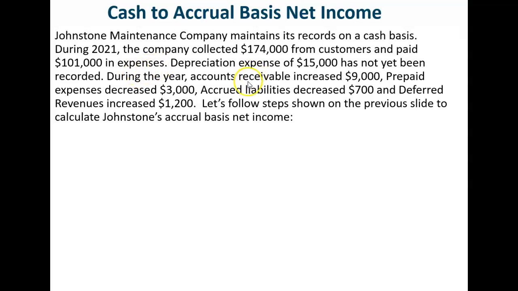During the year, accounts receivable, which is a current asset, increased by $9,000. Prepaid expenses, which is also a current asset, decreased by $3,000. Accrued liabilities, which is a current liability, decreased by $700. And deferred revenues, which is also a current liability, increased by $1,200. Let's follow the 4 steps shown on the previous slide to calculate Johnstone's accrual basis net income.